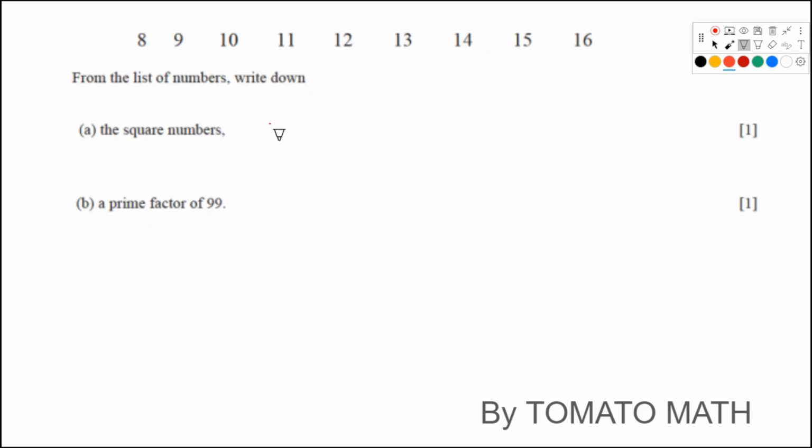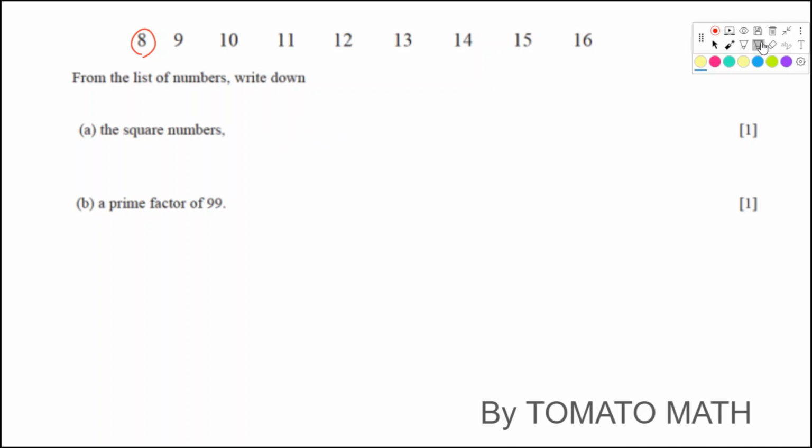For example, let's take 8. The square root of 8, let's use the calculator. We write the square root of 8, and it will be 2.8. So this is not a square number, so 8 is not a square number. If we get a decimal, then the number is not a square number, but if we get an integer, then it will be a square number.